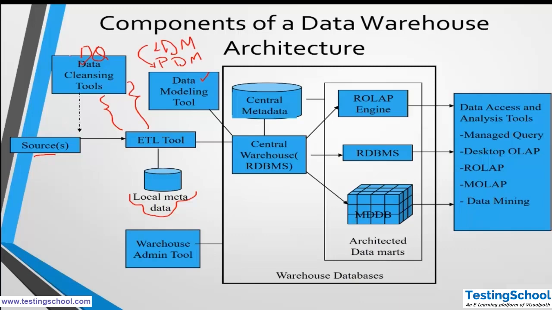So as you notice, that data modeling tool is also being driven to your central warehouse, which is also connecting to your central metadata, and the data is coming from your ETL tools, right? So once the data is available in the centralized warehouse, you give the access to multiple systems, which is nothing but your business intelligence or any third-party systems.